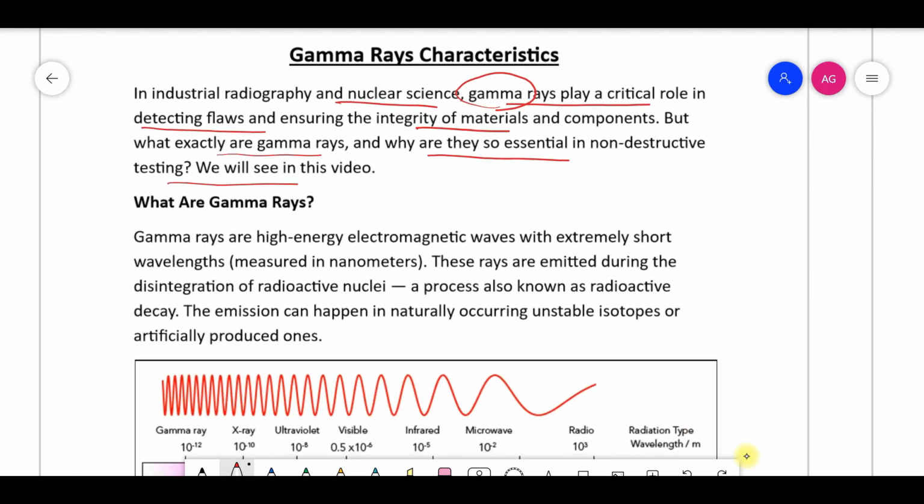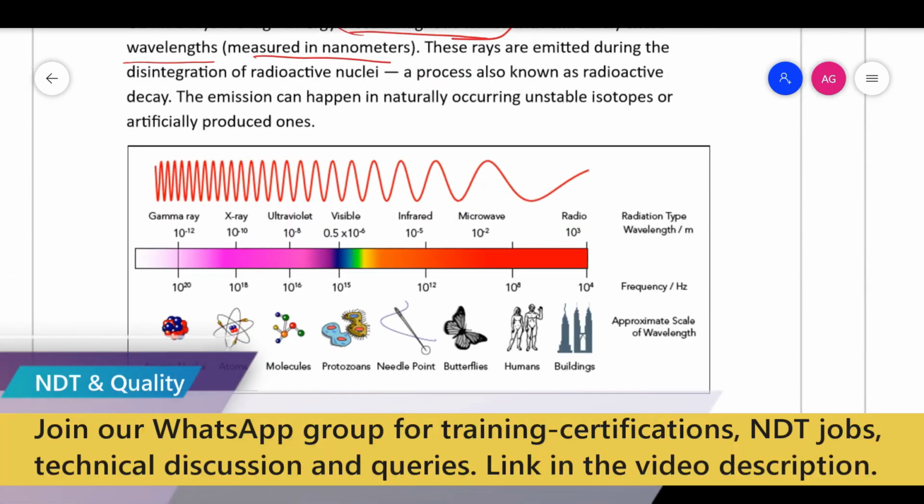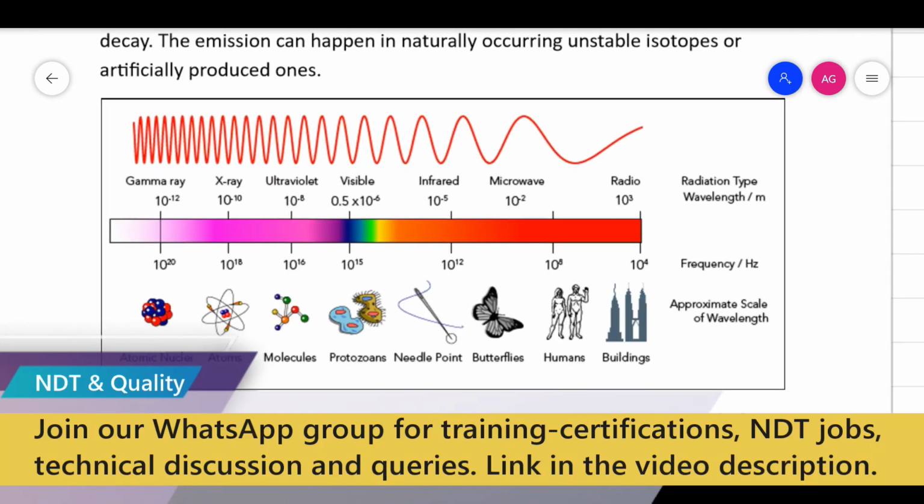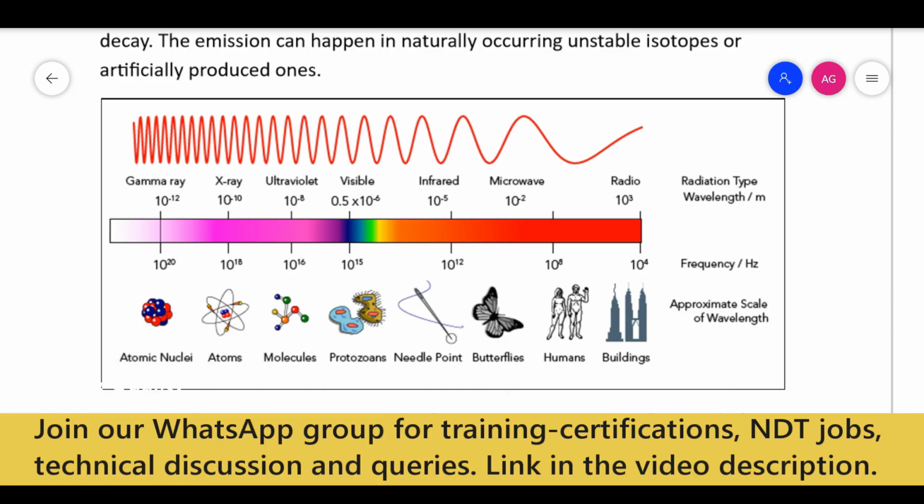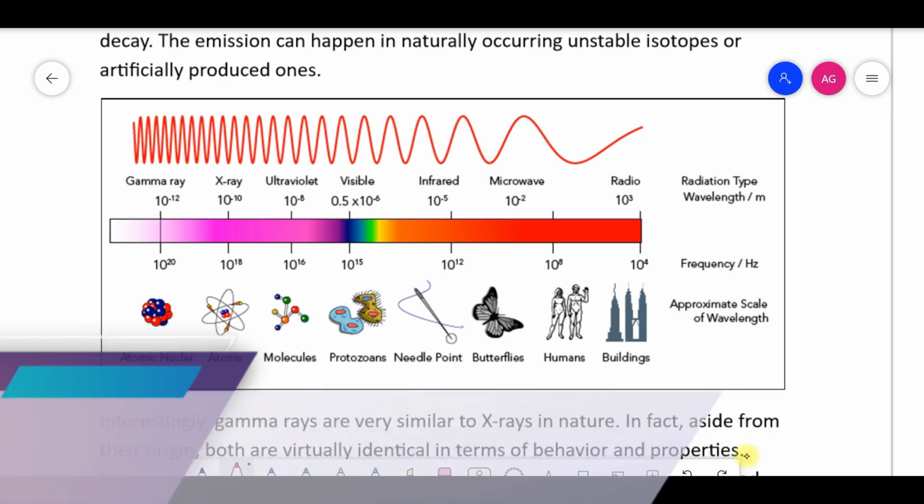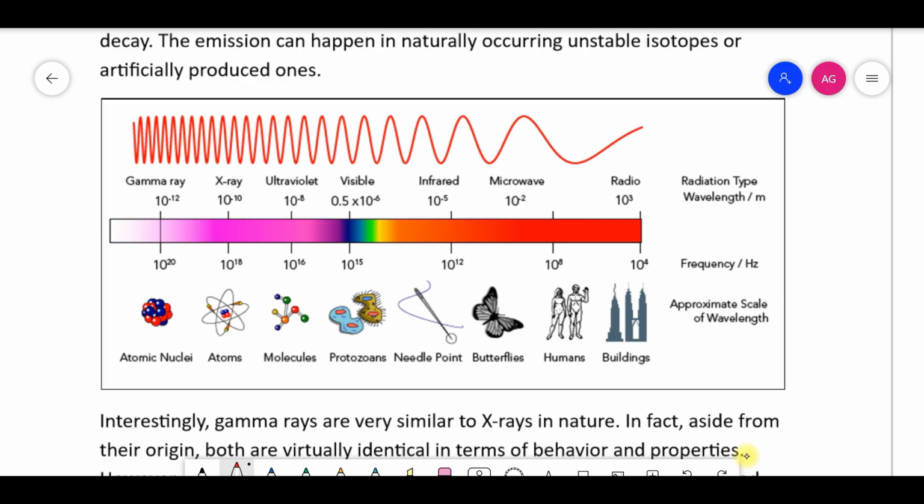Gamma rays are high-energy electromagnetic waves with extremely short wavelength, measured in nanometers. First of all, these are electromagnetic waves. If you look at the electromagnetic spectrum, you will see many different types of waves in it. You should have complete knowledge of it. Suppose you work in NDT, then you should have a complete idea about it, because this same spectrum is used for radiography and visual testing, and in many other methods. You can understand things by using it.